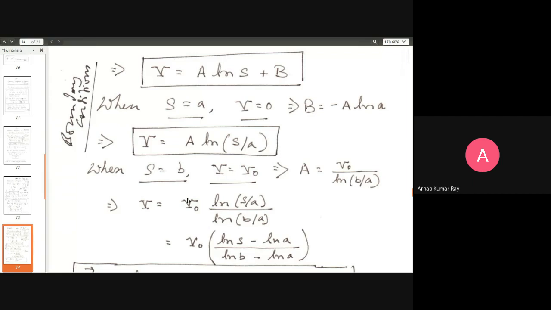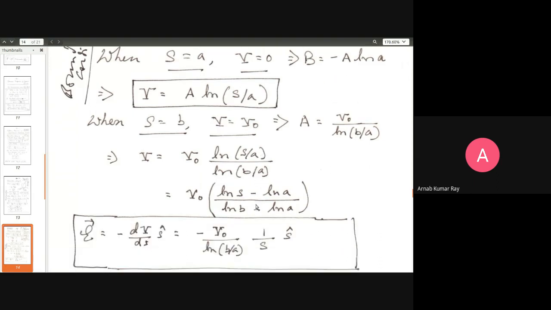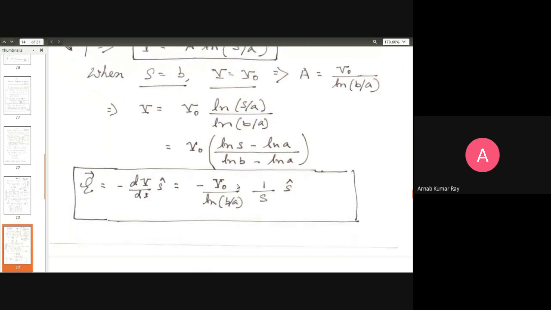Okay, thereafter, we shall have to put this value here. So V is equal to V naught divided by log of small b by small a into log of S by a. And after that, you can just work on this. It is equal to V naught, if you want to expand it, log of S minus log of a divided by log of b minus log of a, if you like.